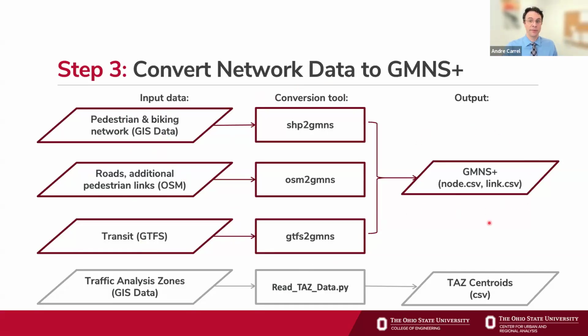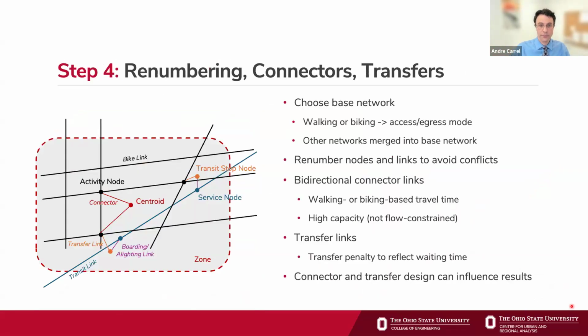And that provides an extensive set of Python-based tools that allow easy conversion between these specific data formats and a unified GMNS Plus format. Now, in GMNS Plus format, again, we have a node and a link file for each of these. So they're not integrated yet at this point. That's still to be done. Separately, for the traffic analysis zones, we have a Python script provided by us, the Ohio State University, that extracts these and generates the zone centroids, which is what we need to connect individual zones to the network.